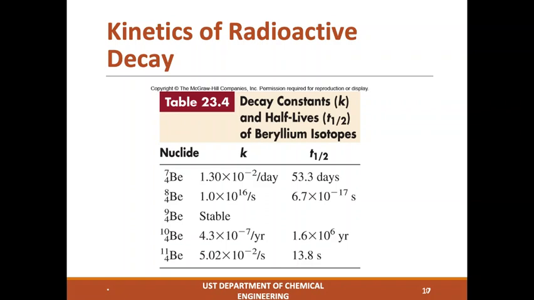This table shows the decay constant, or k values, and half-life values of some beryllium isotopes. As you can see here, the isotope with the largest k value has the shortest half-life, almost a quintillionth of a second. The one with the smallest k value has a half-life of almost 2 million years.